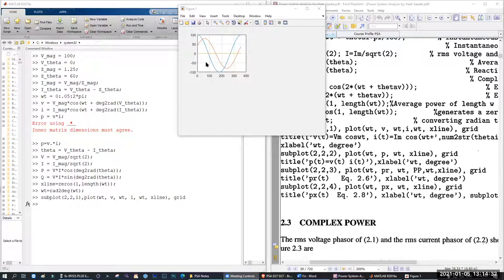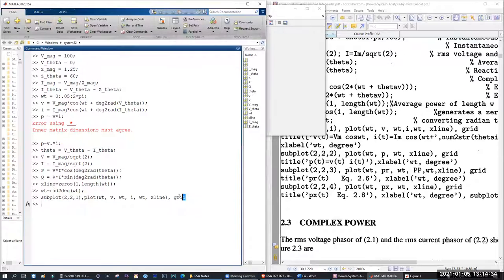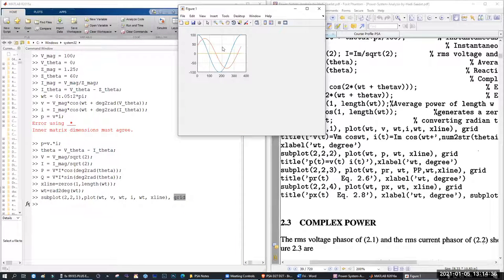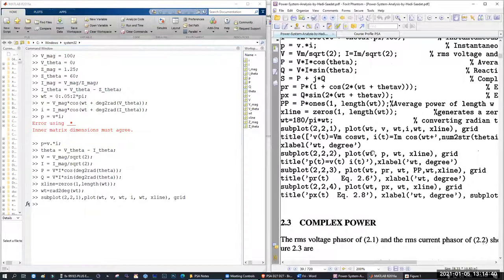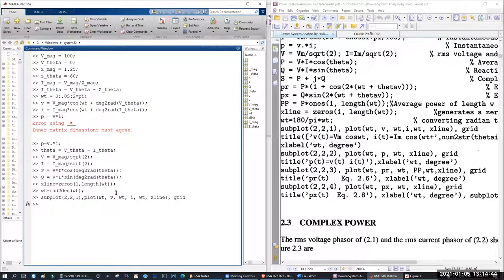So then I have given a grid. If I do not give the grid, then the grid will not happen. Okay. So this is our subplot one. Now next I'm going to give the title. What is the title? T-I-T-L-E. Title means the namings. Okay.